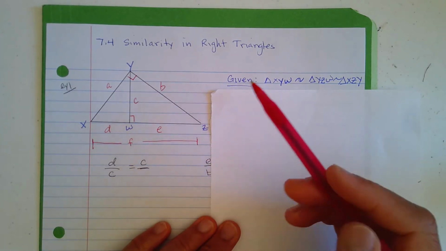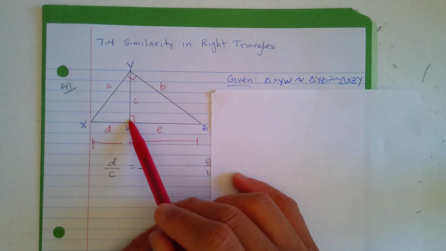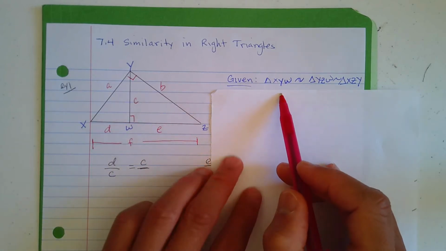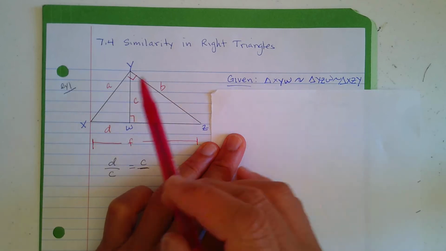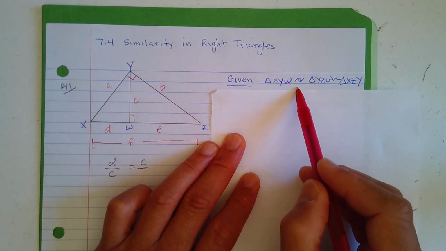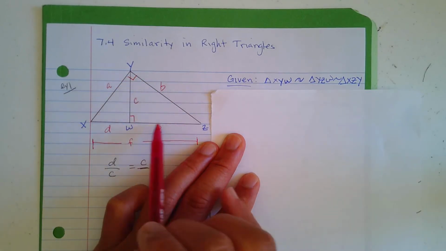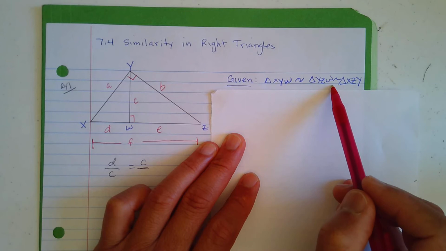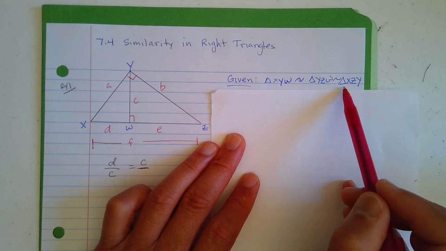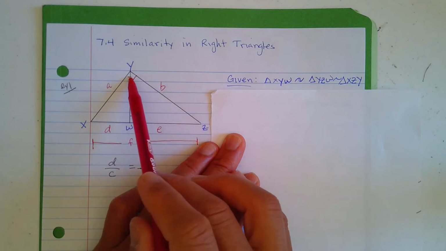All right triangles in this picture are similar. So triangle XYW, that's a right triangle, and it's similar to triangle YZW, and that's similar to triangle XZY.